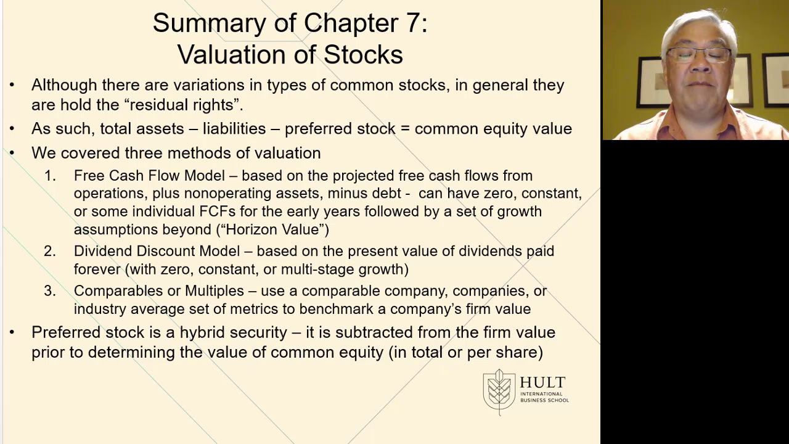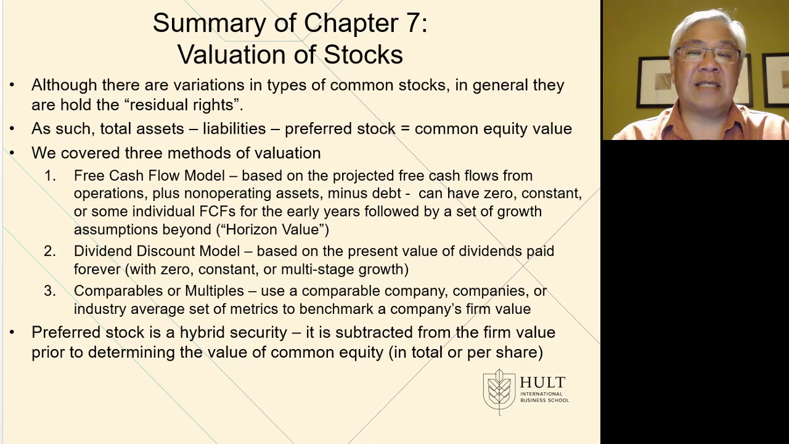And first, there are many variations, types of common stocks. They all have one class, but they may have multiple classes. They might even have tracking stock. And one way to look at this in terms of translating the value is that we have assets minus liabilities minus preferred stock equals common equity value.